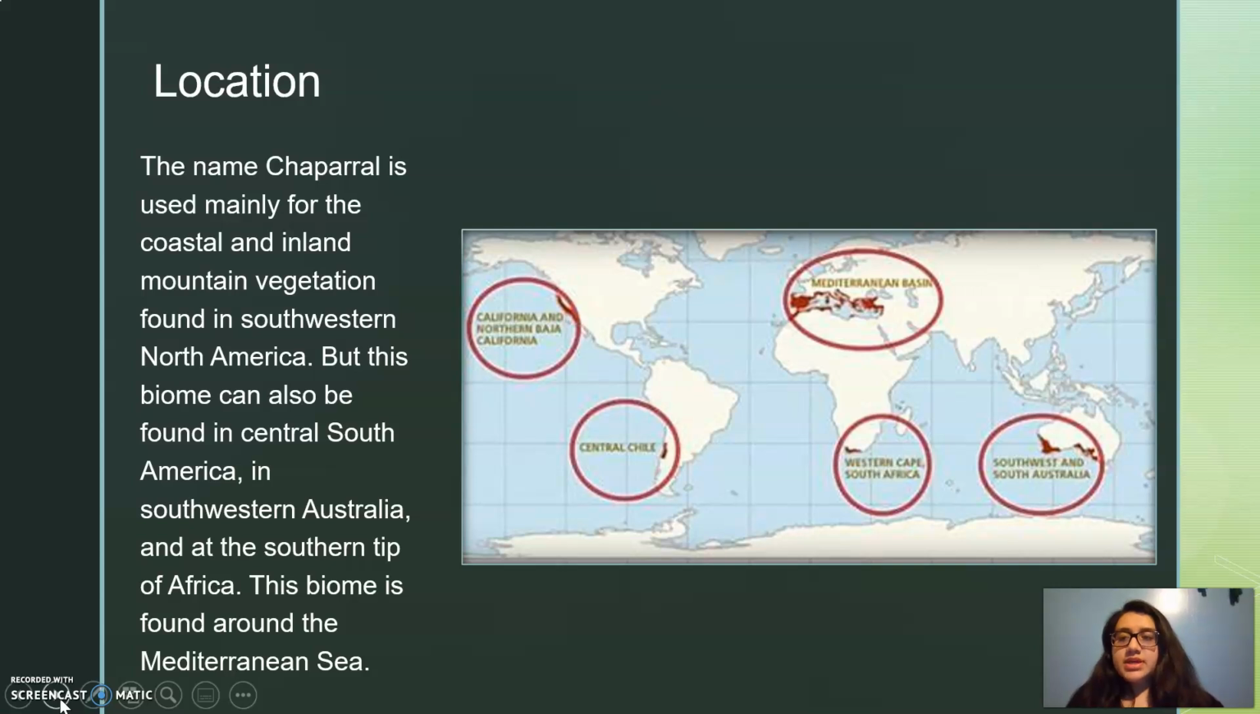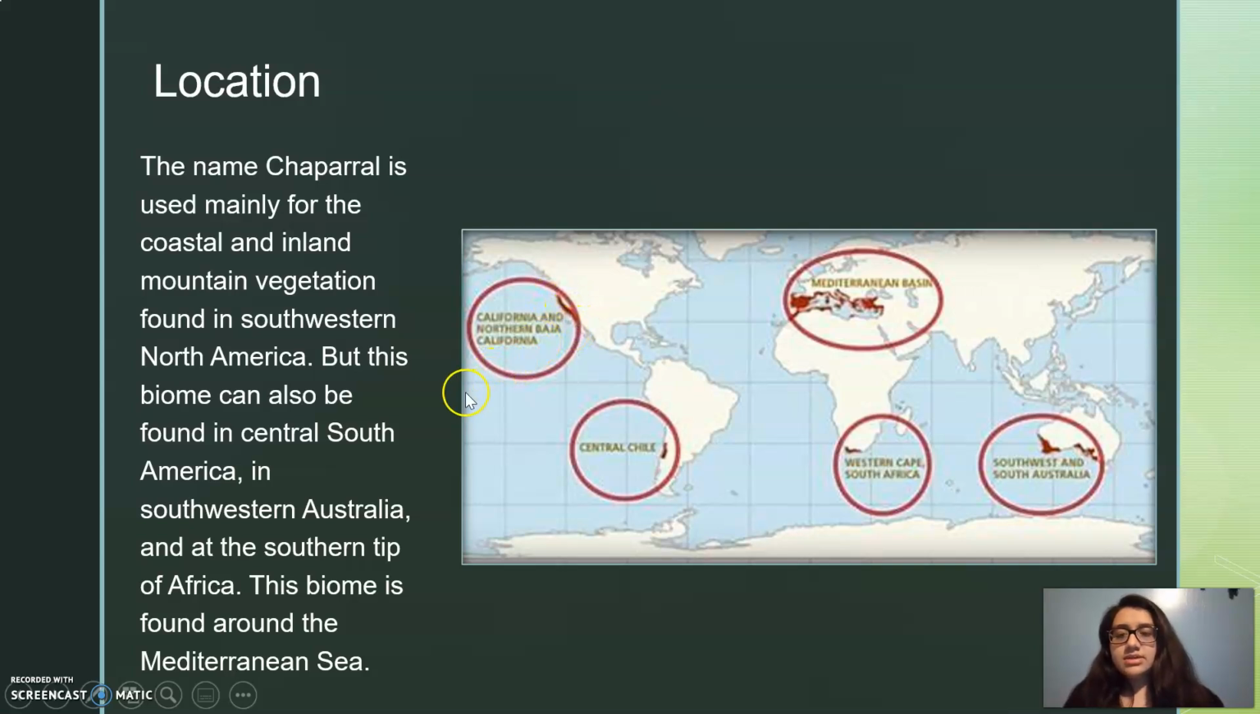The location. The name Chaparral is used mainly for the coastal and inland mountains vegetation found in northwestern North America. This is seen in the map. In the California and northern Baja California area, that is what is normally known as the chaparral.